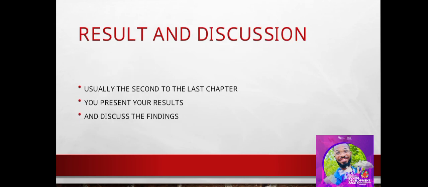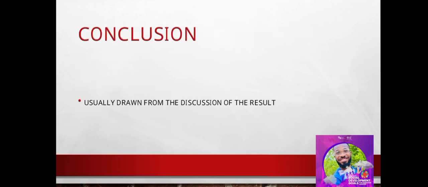Now, the next thing is conclusion. Usually the conclusion is drawn from the discussion of the results. After all this discussion, what did you find from your results? What can you conclude from your results? What can you recommend from your results? Are you saying that these fruits have antimicrobial activity and should be used, or that they are not good enough and should not be used? You have to state, conclude, and give us a recommendation based on your findings.